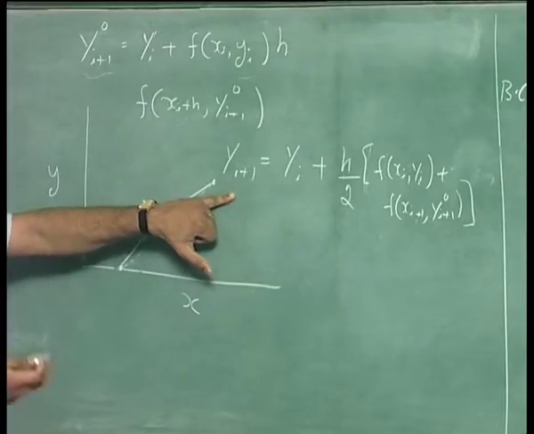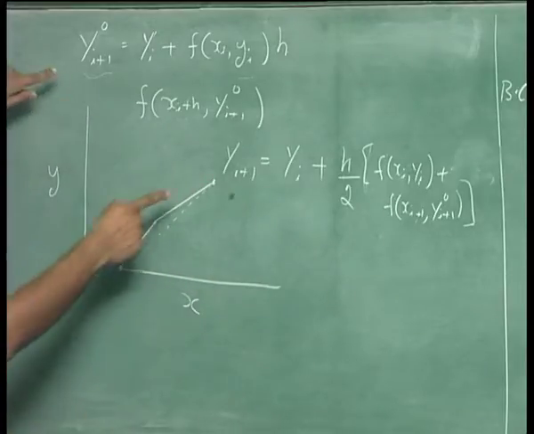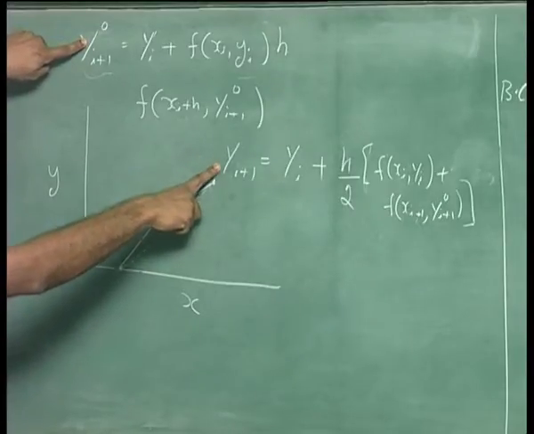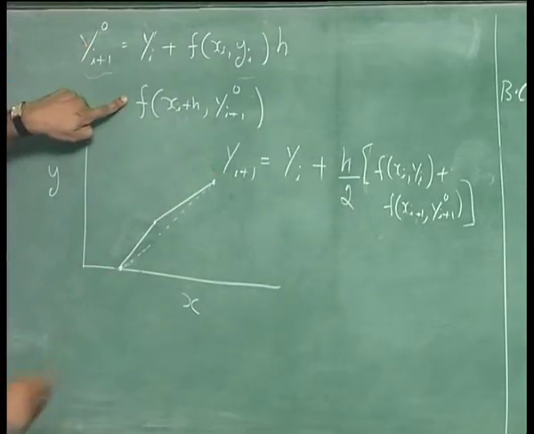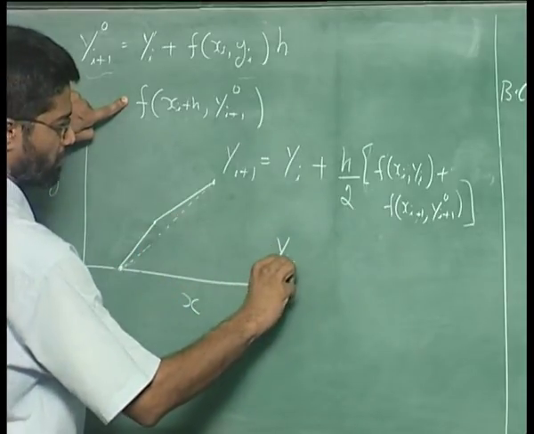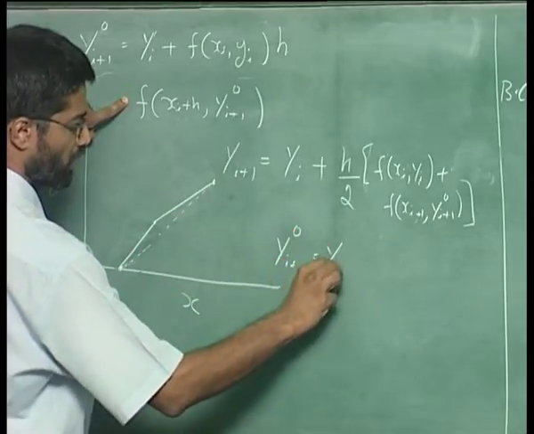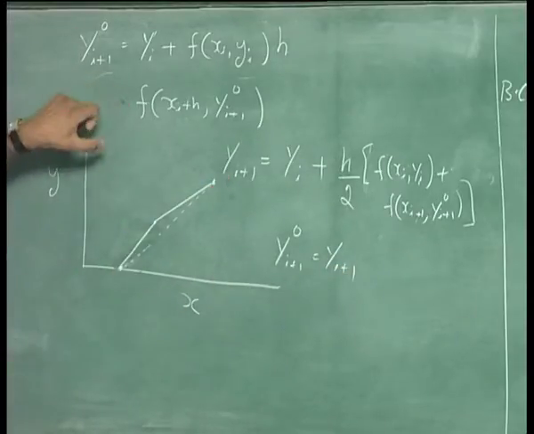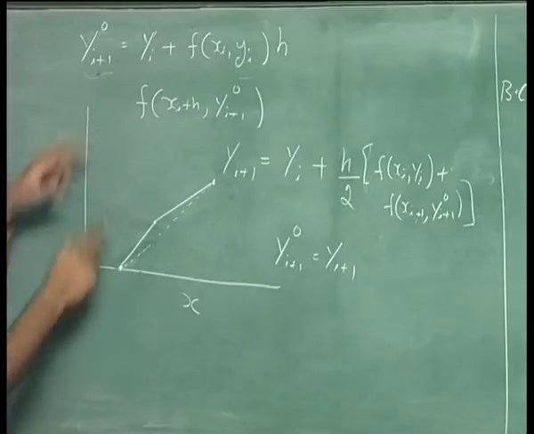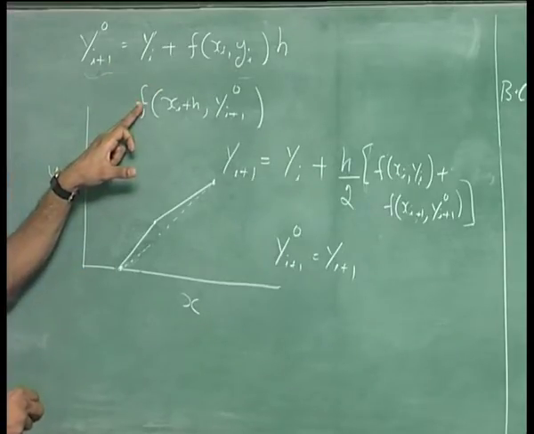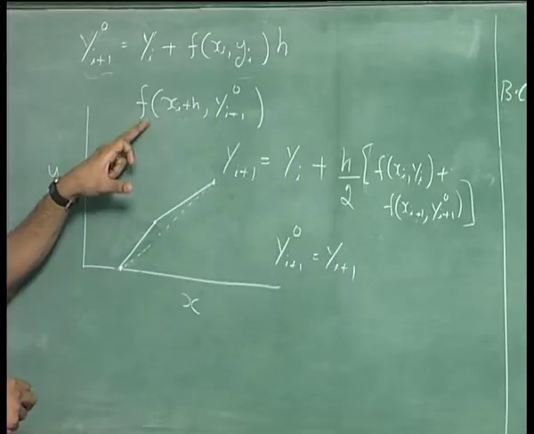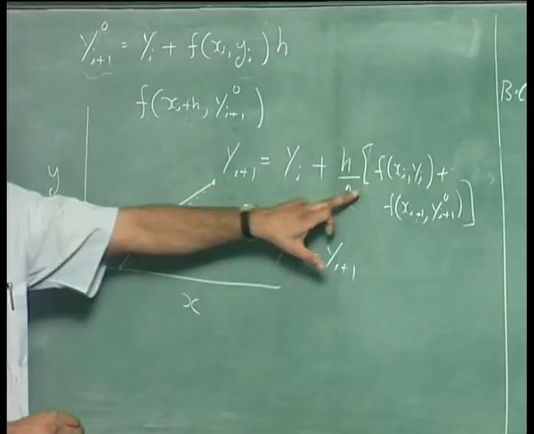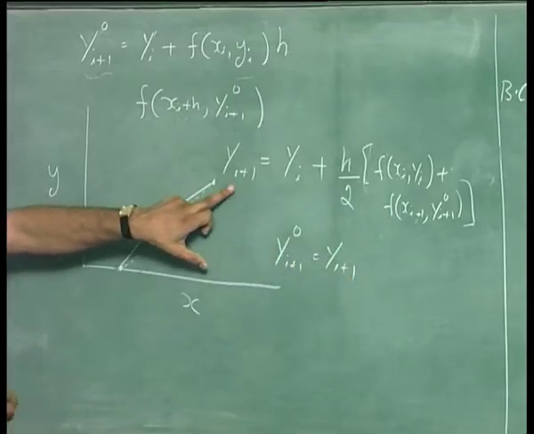Now this may not give me the correct answer, right? Maybe there will be a difference between this predicted value and the corrected value. Then what I do is I will again go back here. I will now substitute my yi plus 1 0 with yi plus 1 obtained from here. So now the step is the following. I start from here and evaluate this function here, that is the derivative at xi plus h, yi plus 1. And then I use that average derivative to compute yi plus 1.